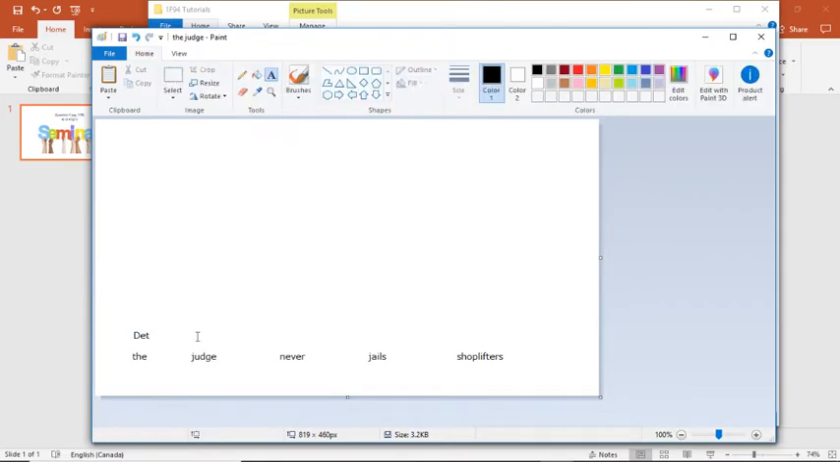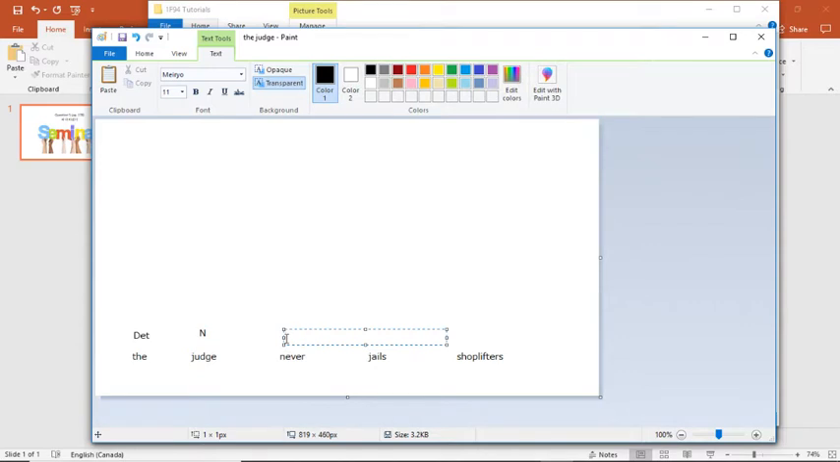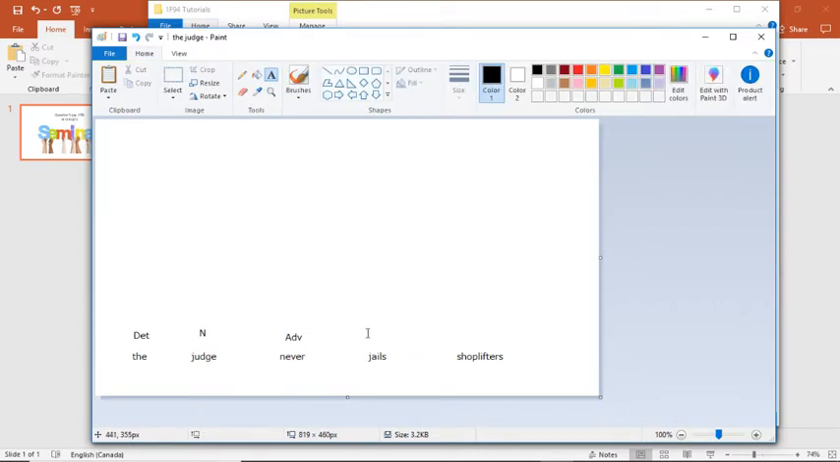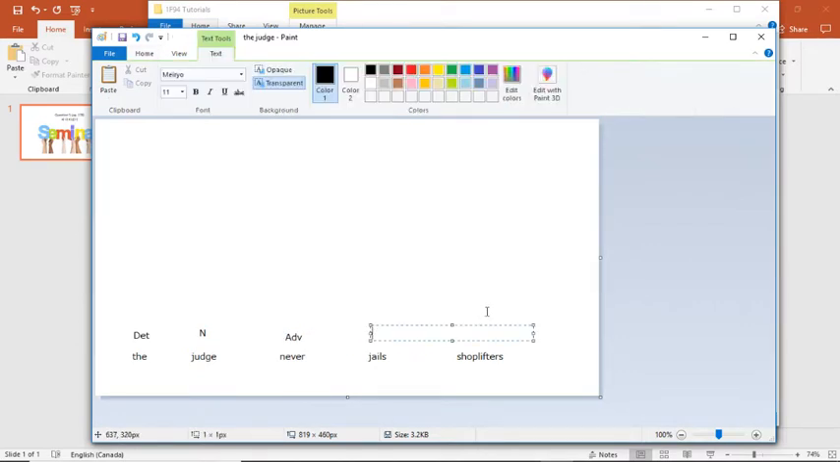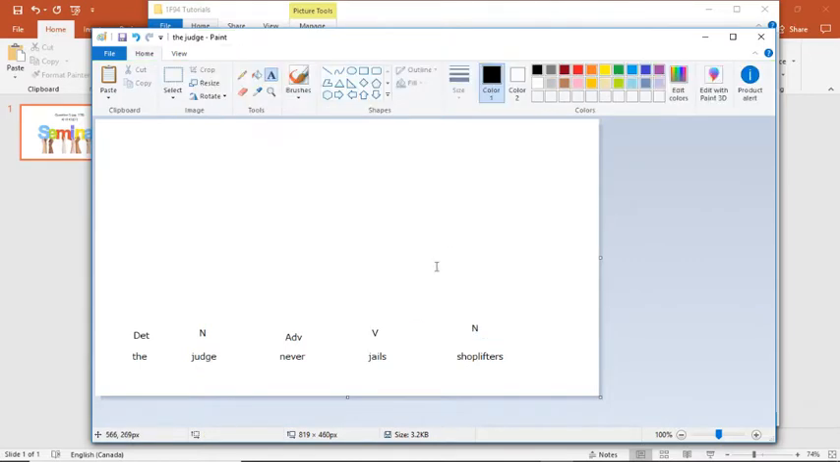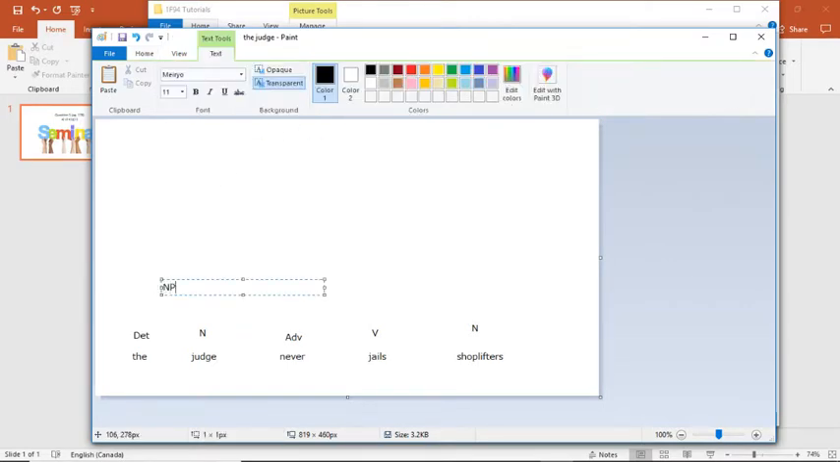Okay. So just like usual, let's add in our parts of speech. Never is going to be an adverb, and jails is a verb, and shoplifters is a noun. All right. So I'm starting to see some noun phrases. I'm going to add those in.